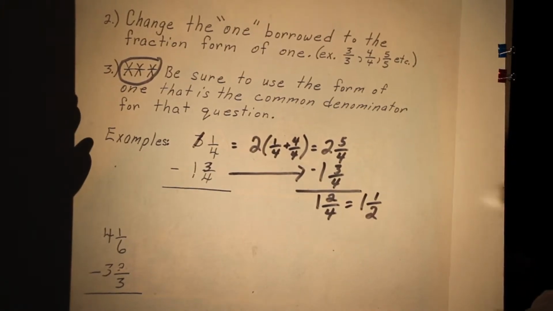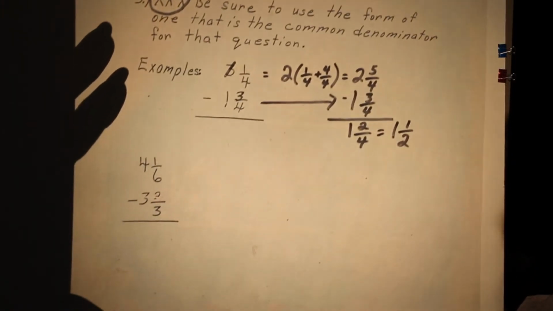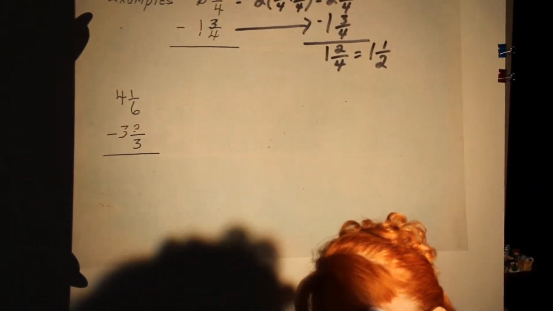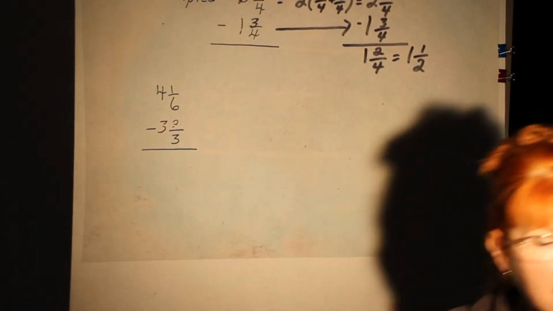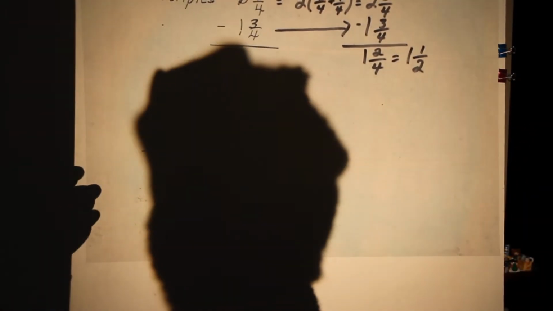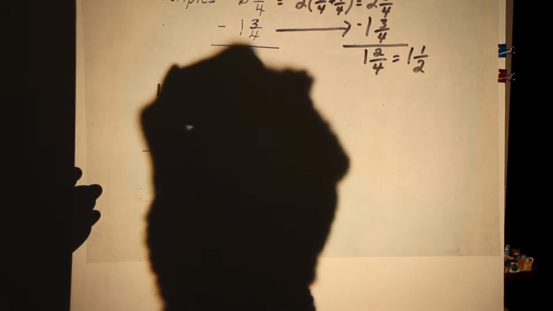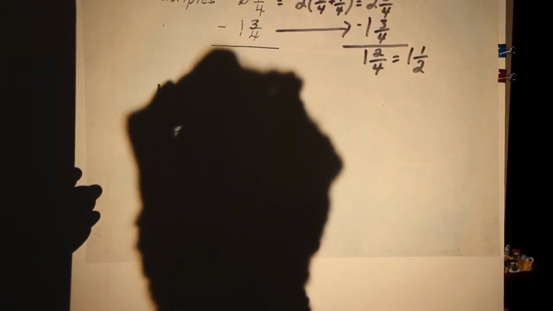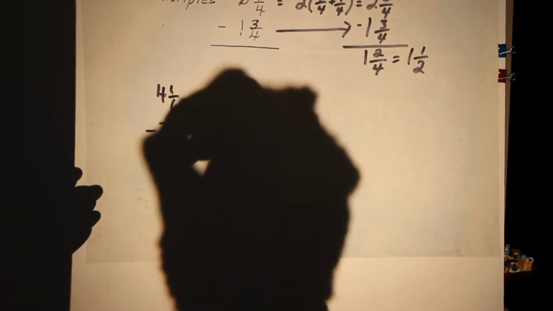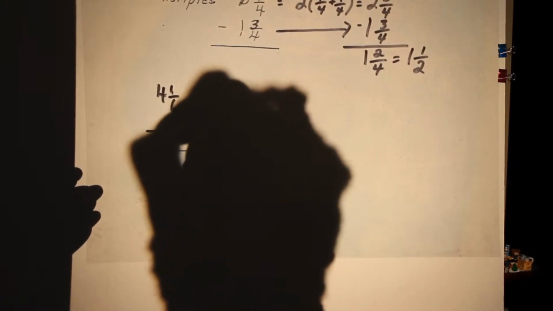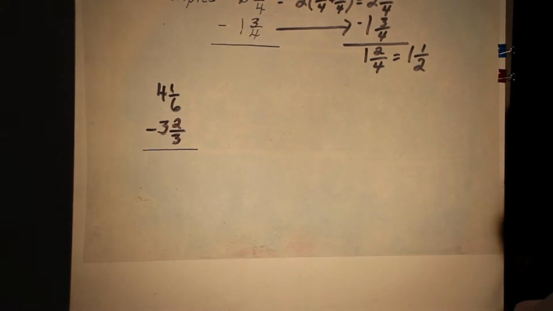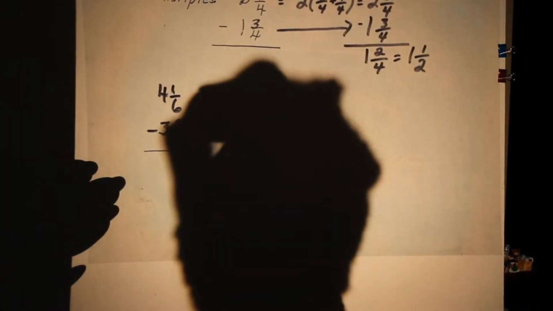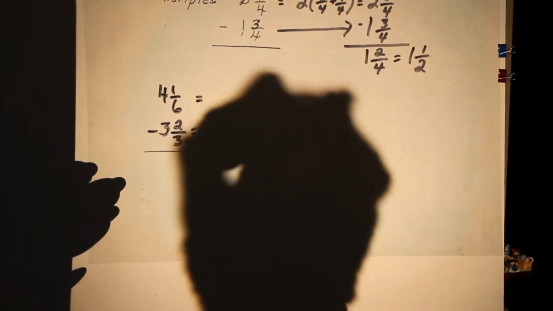We'll give another example. Push this up a little bit. Just checking to make sure it's on the screen or you can't see it. And it's not very dark. Darken it a little. 4 and 1/6. Subtract 3 and 2/3. So we need a common denominator. We don't have one.